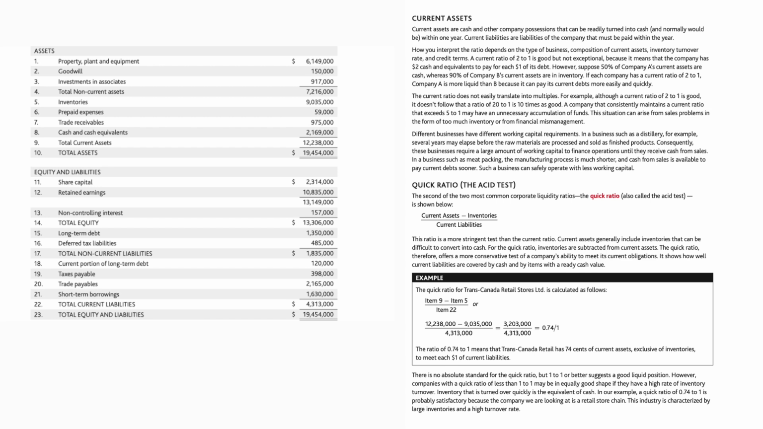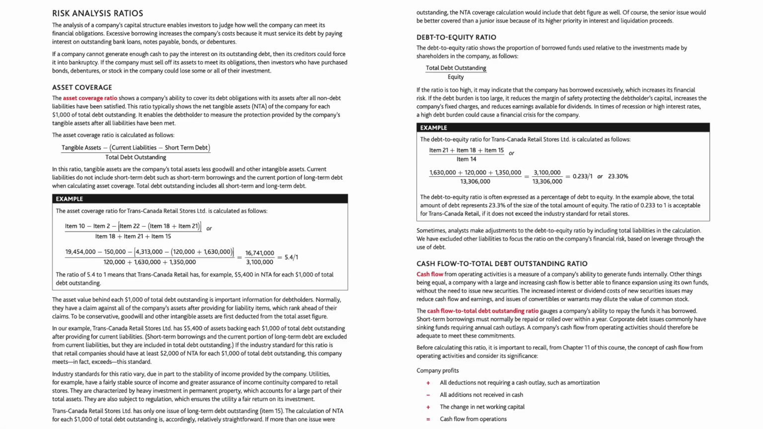However, companies with a quick ratio of less than 1-to-1 may be in equally good shape if they have a high rate of inventory turnover. Inventory that is turned over quickly is the equivalent of cash. In our example, a quick ratio of 0.74 to 1 is probably satisfactory because the company we are looking at is a retail store chain. This industry is characterized by large inventories and a high turnover rate.